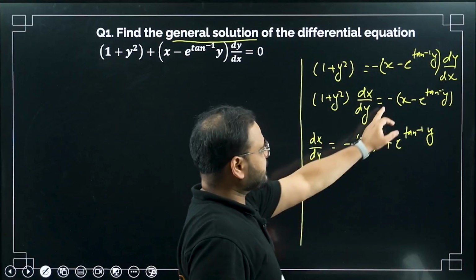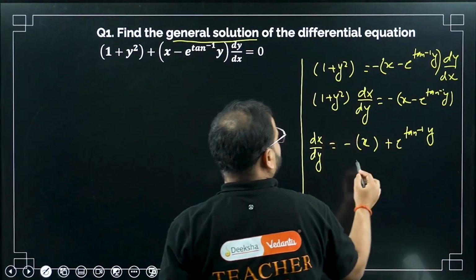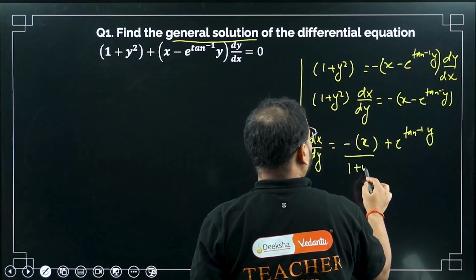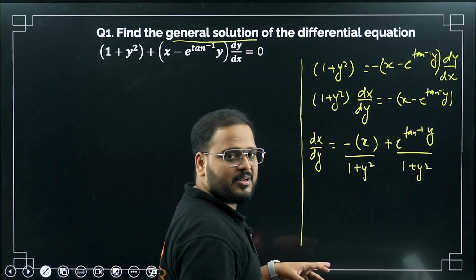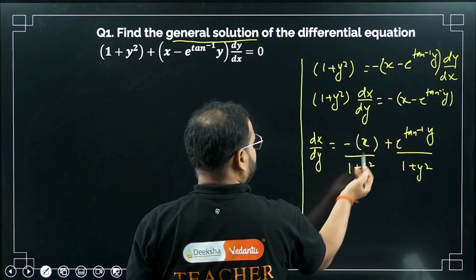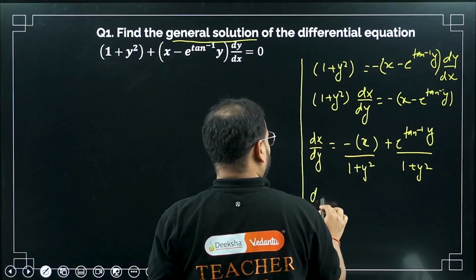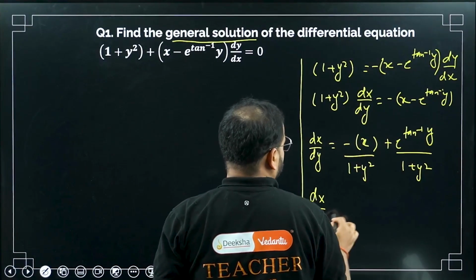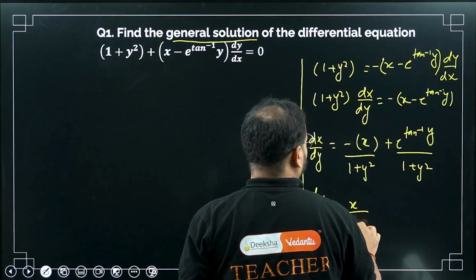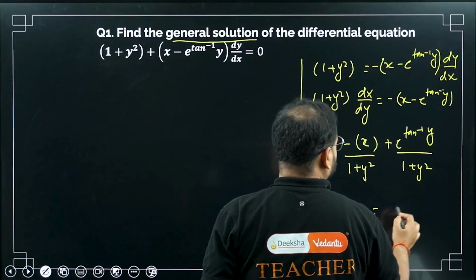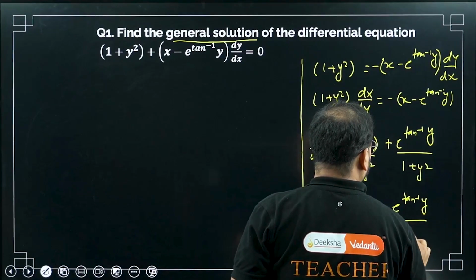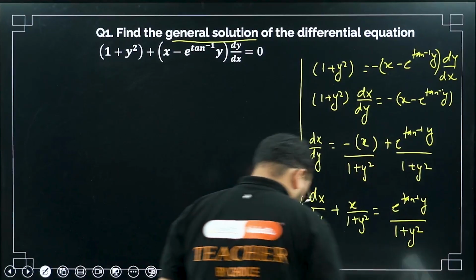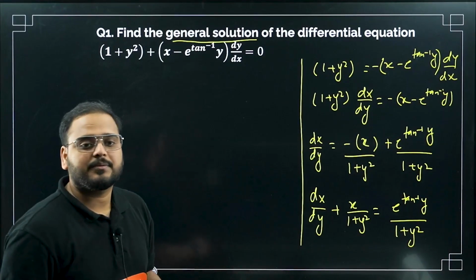I hope you're getting it. I'll just expand the minus sign. 1 plus y square will come over here also, and for this also. Simple, very simple. Now bring this term over here. You'll have dx by dy plus x upon 1 plus y square equals e power tan inverse of y upon 1 plus y square.